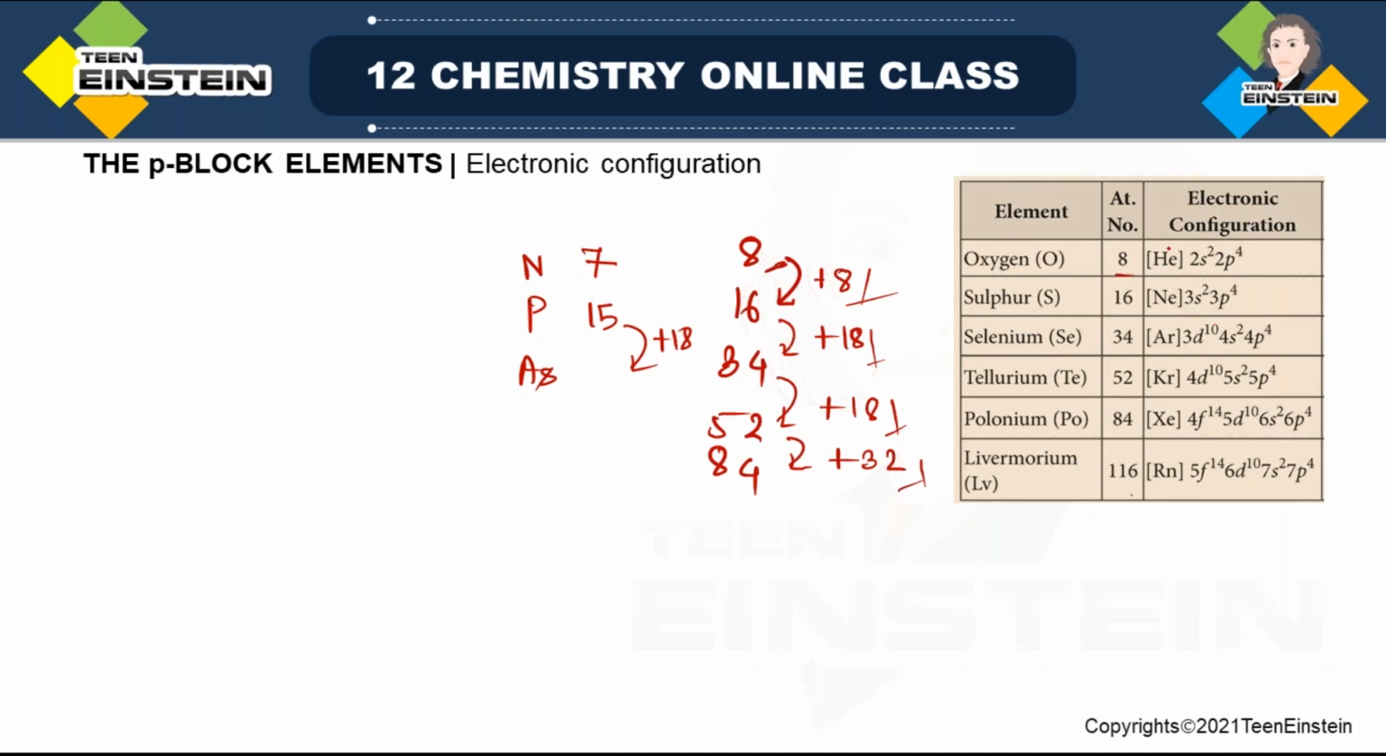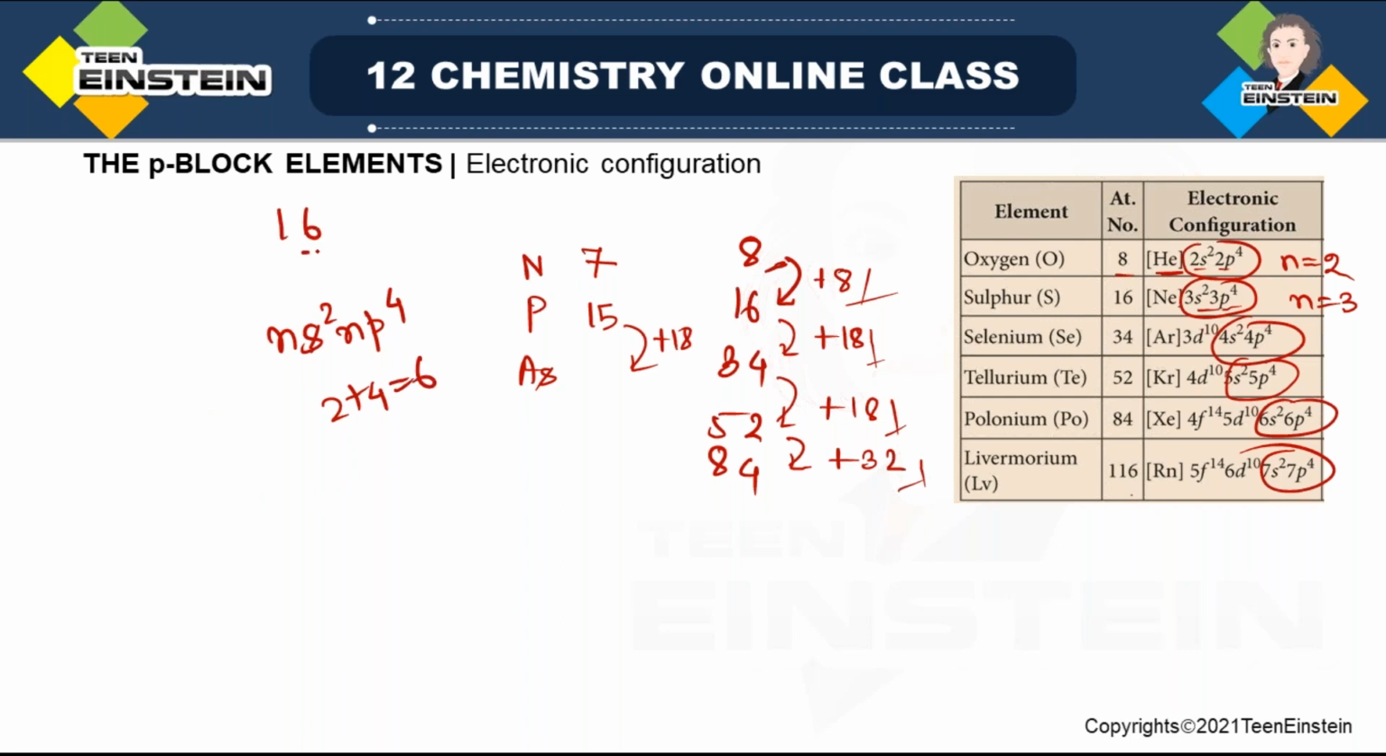Now look at the electronic configuration. After helium, that is the configuration 1s2, there is 2s2 2p4. Here the principal quantum number n value is 2, so it is from the second period. Then n value is 3. So this part is common: 2s2 2p4, 3s2 3p4, 4s2 4p4. In general, how can you write it? ns2 np4. So the total number of valence electrons is 2 plus 4, which is 6, the last digit of group 16, right? In this way you can remember it.